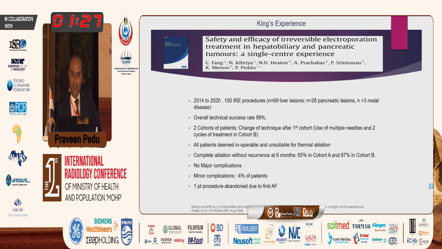Now, after having that experience, we changed the technique. We regularly place 4 needles or 6 needles around the tumor. We bracket the tumor extremely well. We take much more precautions in terms of needle positioning and bracketing the tumor, and we achieved much better success rates. Our initial 6-month recurrence rates were high, so we only had a complete success rate of 65% in our first cohort, but that improved significantly in our second cohort when we changed the technique.